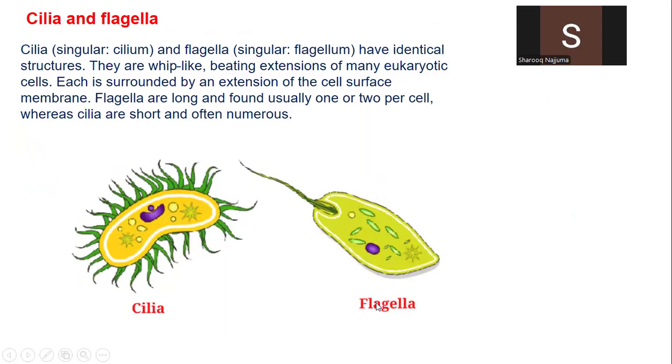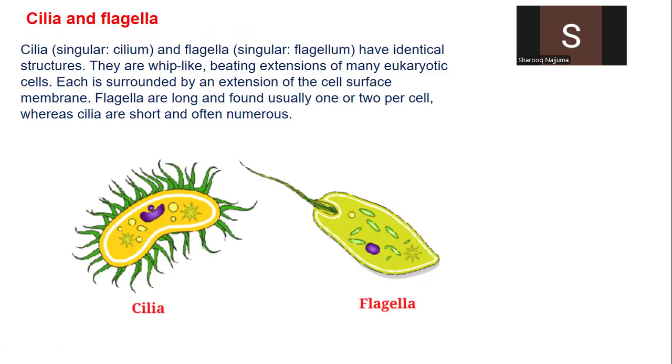So let's look at the cilia and flagella. Cilia and flagella are usually long, though cilia are shorter. Cilia and flagella are made up of microtubules. These are whip-like structures that are found in cells. Most of the time they're used for movement.